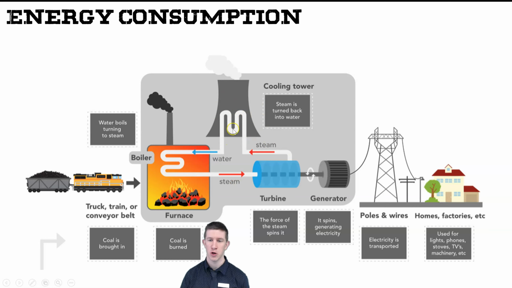So it's what we call a closed loop. We're not actually losing the steam, but we're heating it, we cool it in here, we pump it back through and reheat it. So we use the same water over and over again, just constantly cycling. And then we get the electricity, which we use for all of our devices.